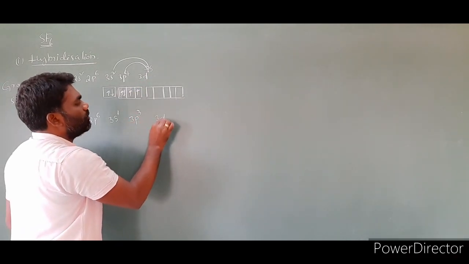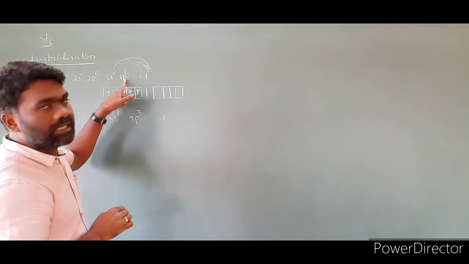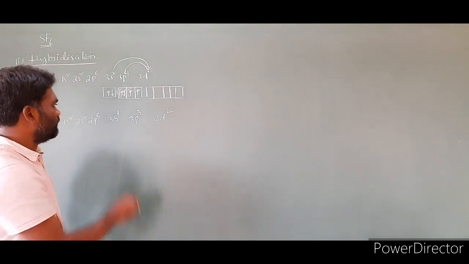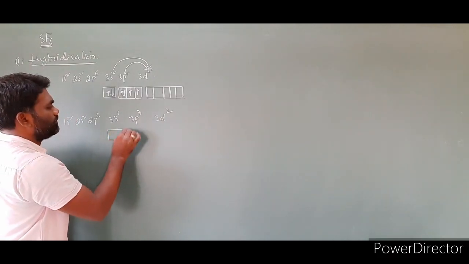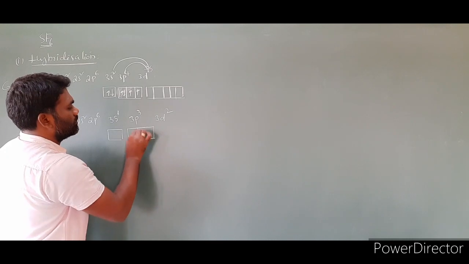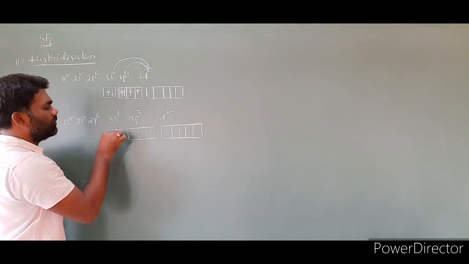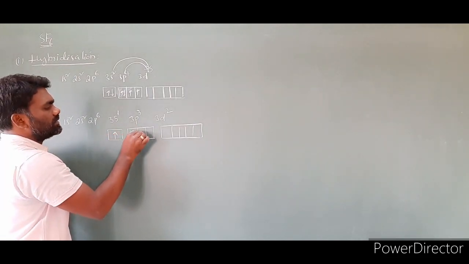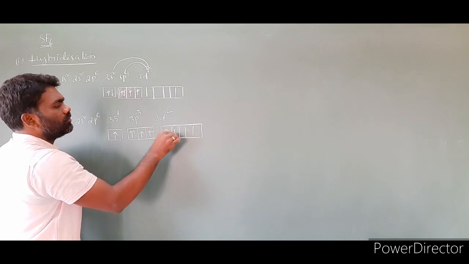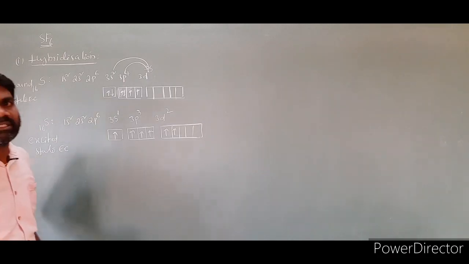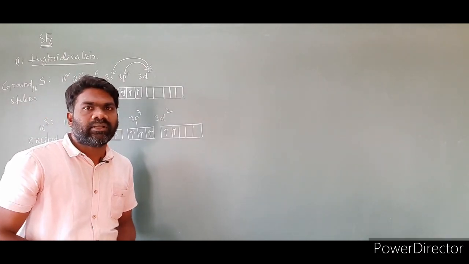And 3d, how many are in the 3d? 1 electron came from the 3p and 1 electron came from the 3s, so the number of electrons will be 2. So 3d2. For this case, we have to write the orbital diagram. In this case we have only 1 electron in 3s, 3p3, 3 electrons are there, and 3d2. This electronic configuration is called the excited state electronic configuration.